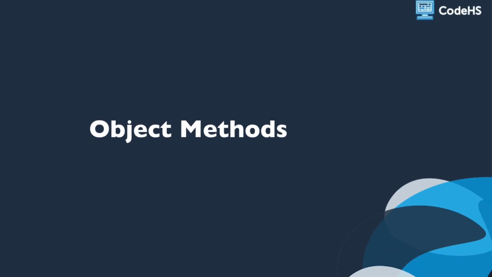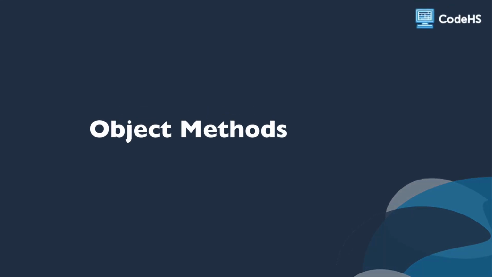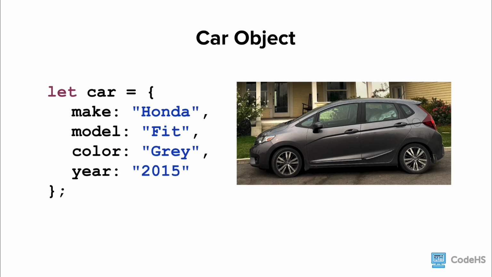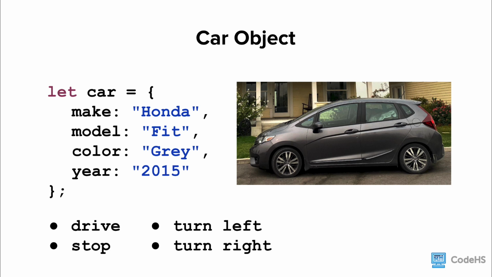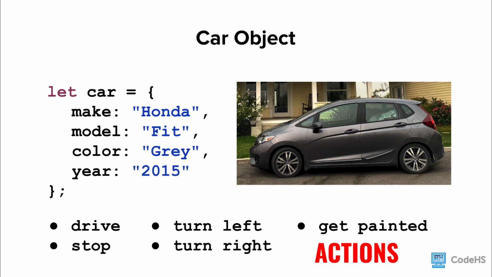Hi! In this lesson, we will learn about object methods. Let's take a look at this car object again. We've said that the car's properties describe the state of the object, like the car is gray or the car is a Honda Fit. But this car can also drive, stop, and turn left and right. It can also go to the shop and get painted. All of these are actions that this car can perform.